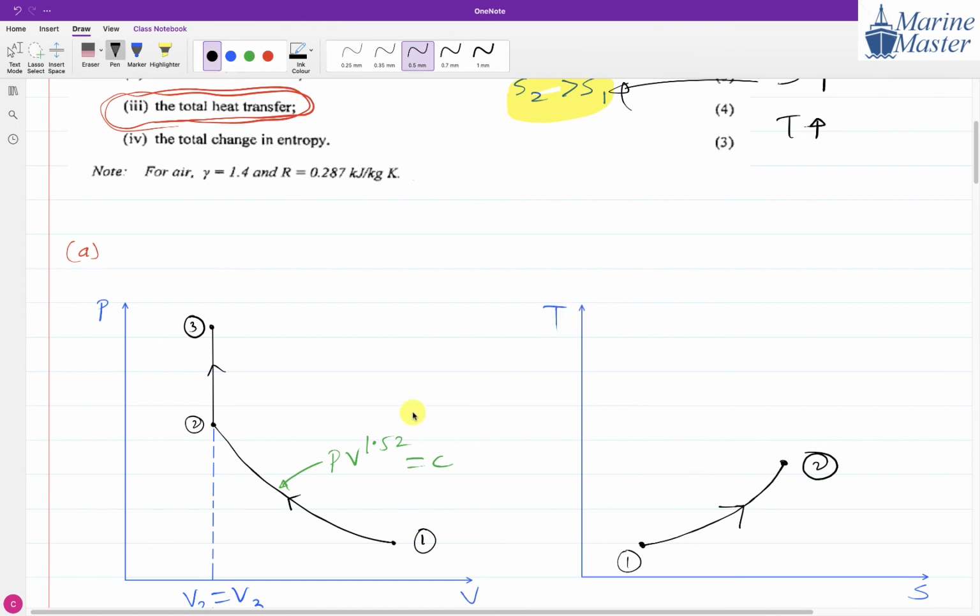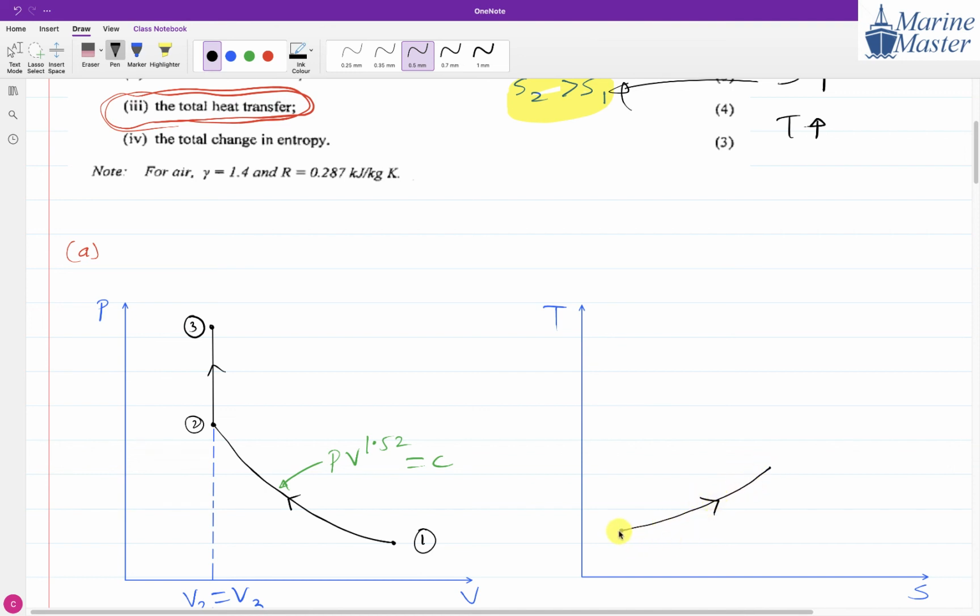Now in 2 to 3, constant volume. And for constant volume, we will always have a higher slope. Let me draw that one properly. One minute, I want to draw it properly. Here, for constant volume heating, the slope will always be higher. That is what we have seen in our theory.